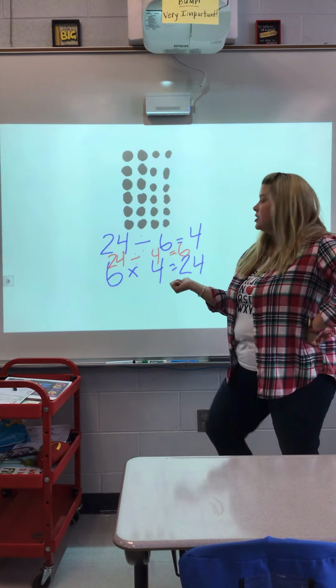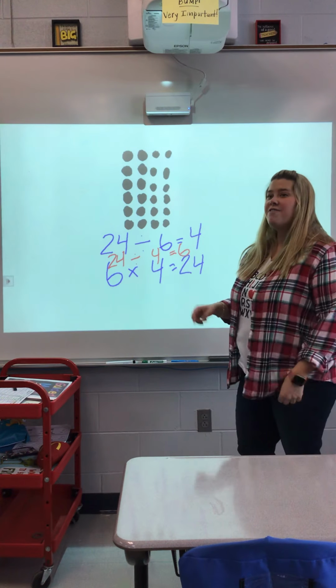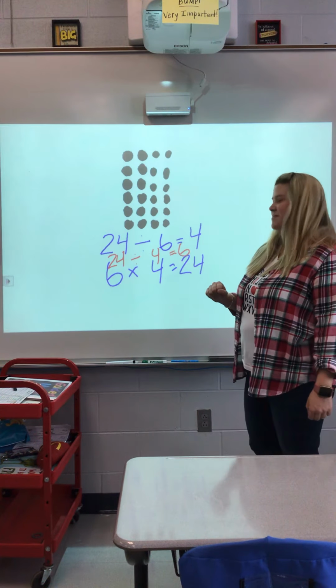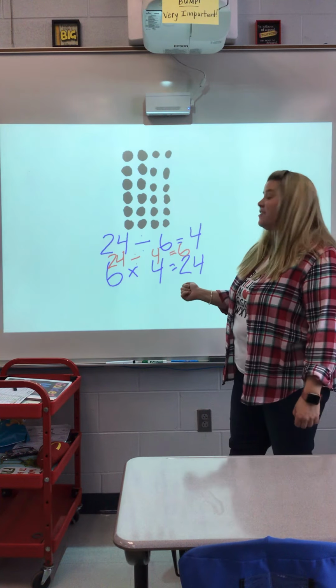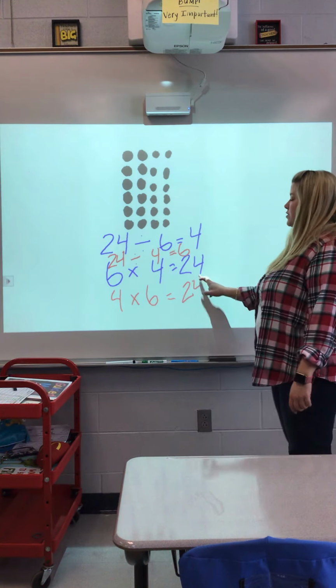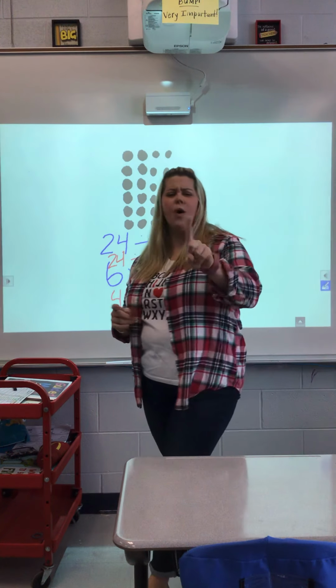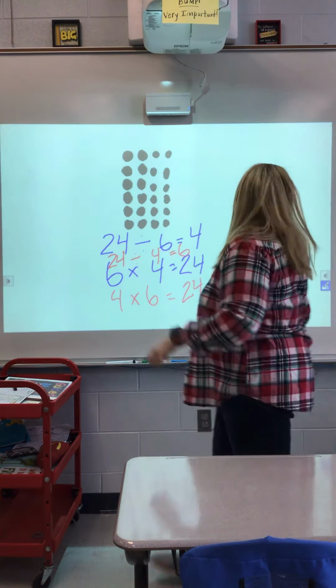What's my other multiplication fact? I have 6 times 4 equals 24. If I flip them around, what will it be? Right, 4 times 6 equals 24. All right, hopefully you got all of those. We're going to try one more before we finish up.